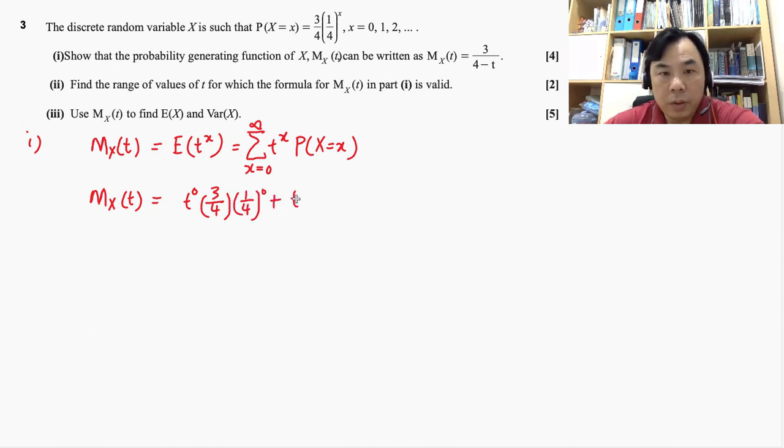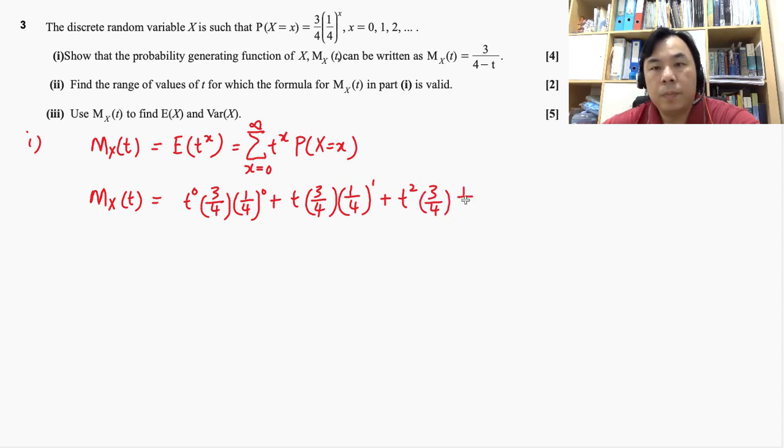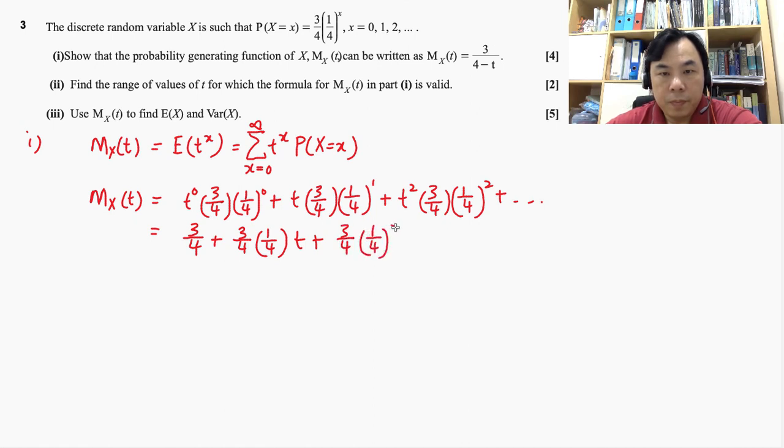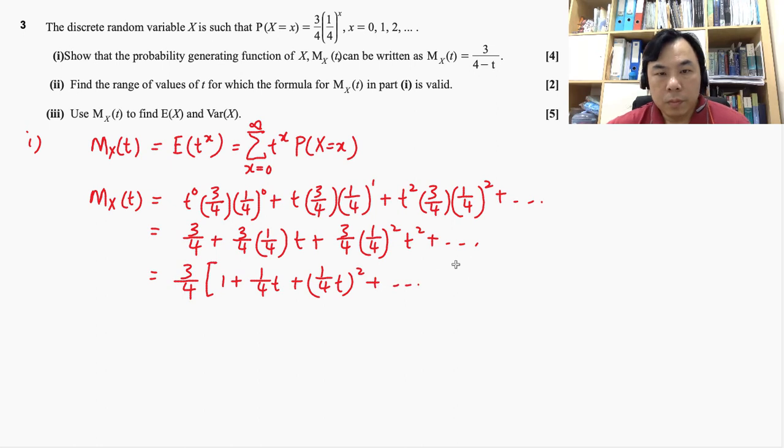And then we're going to continue further, t to the power of 1 here, and then t squared, and so on and so forth, of course, right? So from here, we try to simplify it and see whether we can obtain any particular pattern. So 3 over 4, we have 3 over 4, 1 over 4 t, and so on and so forth here, right? And then furthermore, we can factorize this into this. All right, now we sort of get a pattern, right?